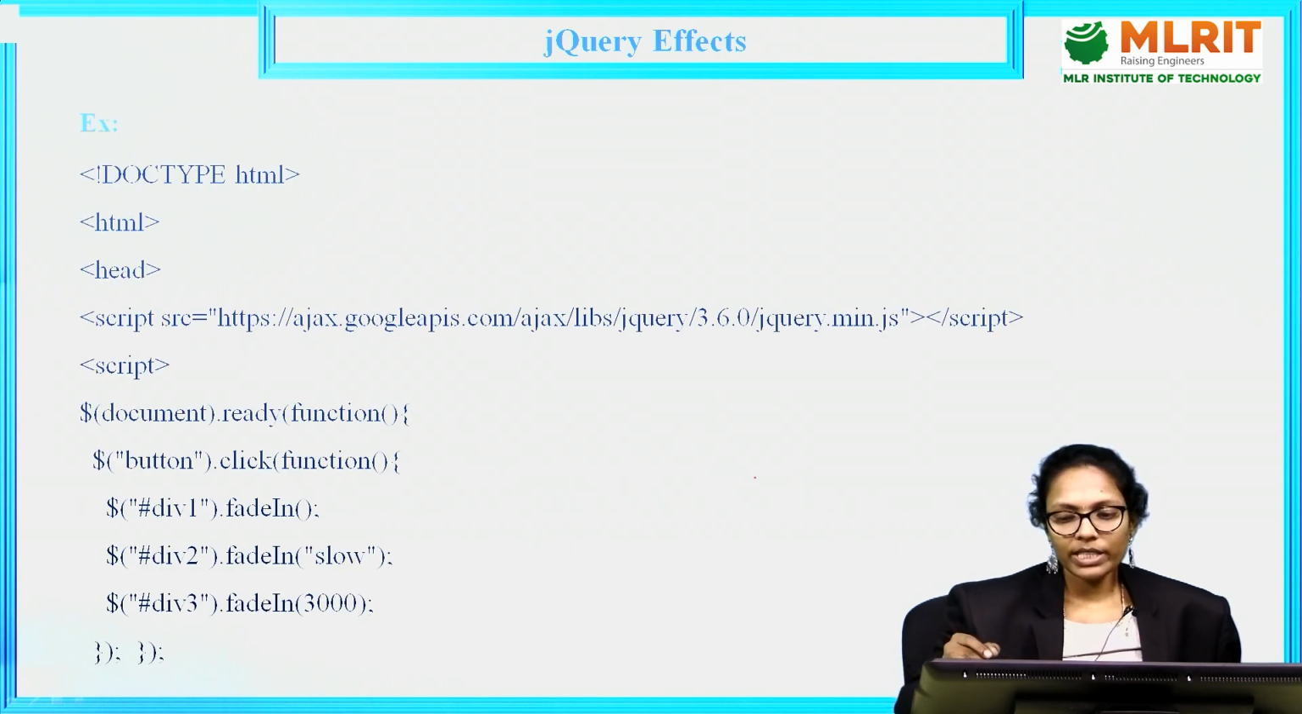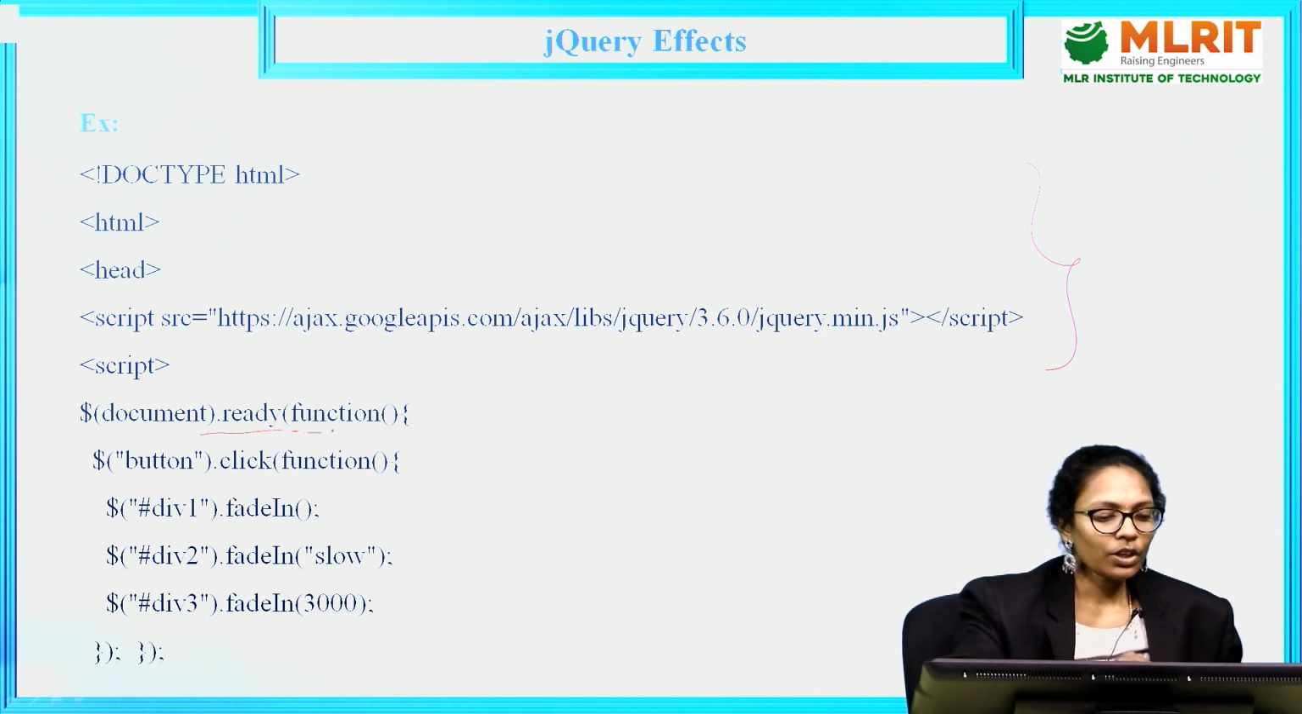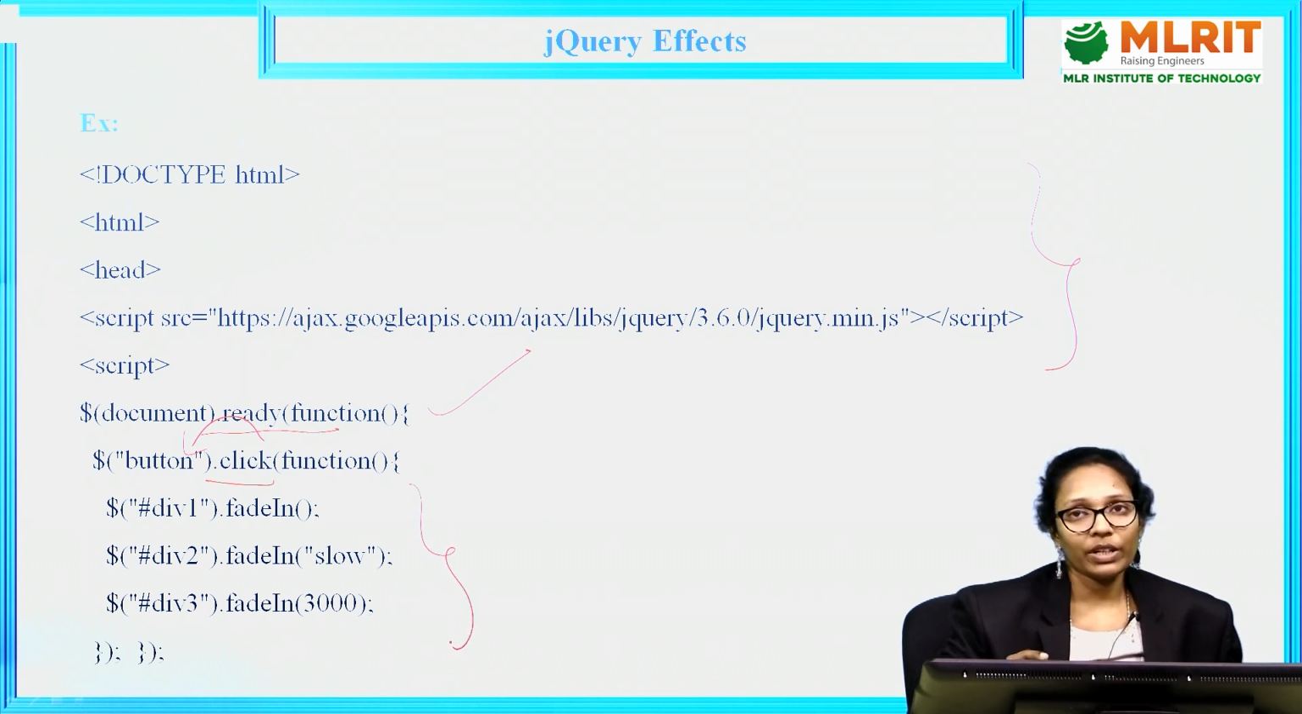So coming to the example application, this is the common code for all jQuery applications. Whenever your document is ready and whenever you click on the button, you are applying three different functions here. Fade in function only, but three different syntaxes you are using here. In the first one, you are simply calling the function without passing any parameters. We will see what happens.